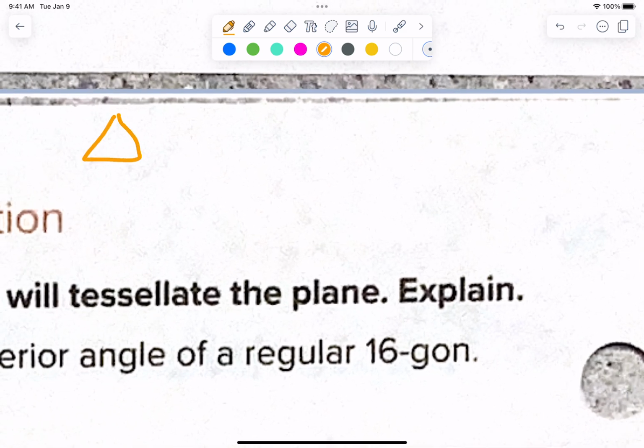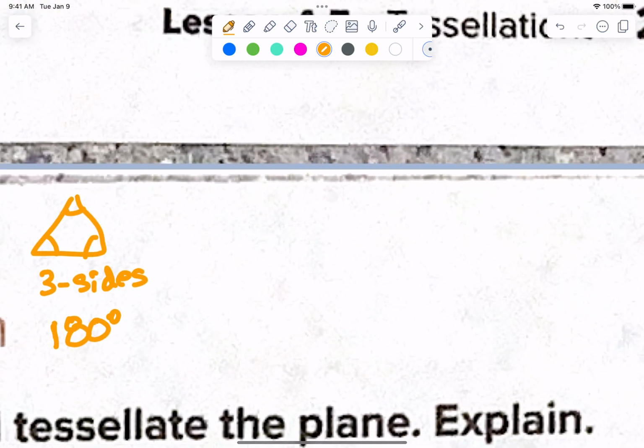How many degrees are in a triangle that has 3 sides? 180 degrees. Do we know that? Commit that to memory. 180 degrees inside of a triangle. So that means all of the angles, if I add these all together, would be 180 degrees. Yeah?